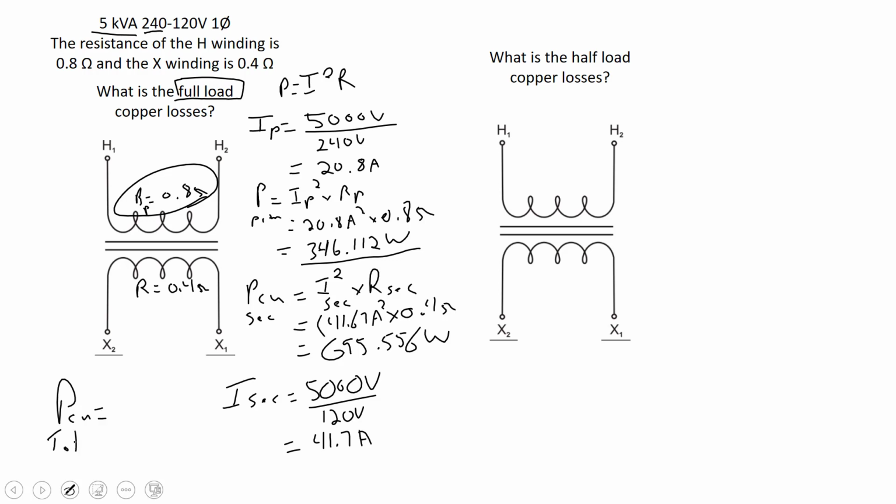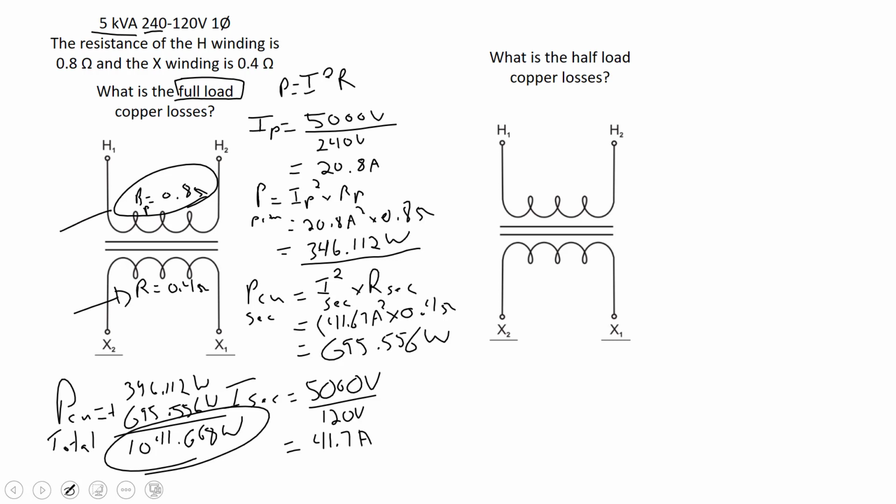Now for the total losses, I just add up the total losses, PCu, of this transformer. So that's a total, both the primary and secondary. We just need to add 346.112 plus 695.556. So these numbers are a little bit exaggerated just for this. And then we add that up. That's 1,041.668 watts approximately. Okay, so that'd be our total copper losses if this transformer was at full load, just over 1,000 watts. So that's how we could calculate it if we know the resistance.